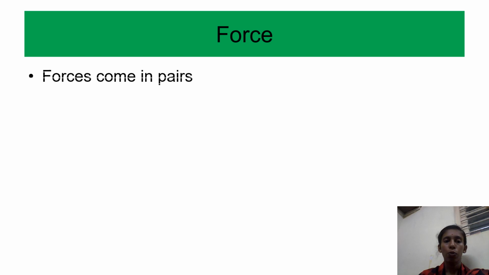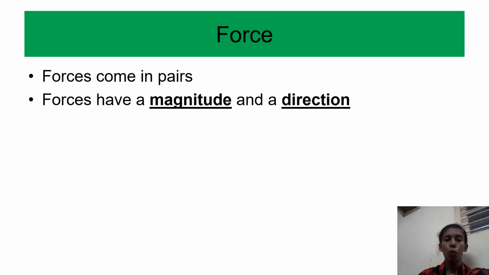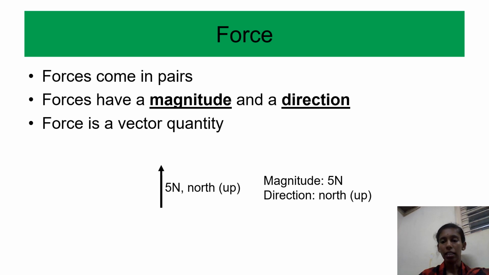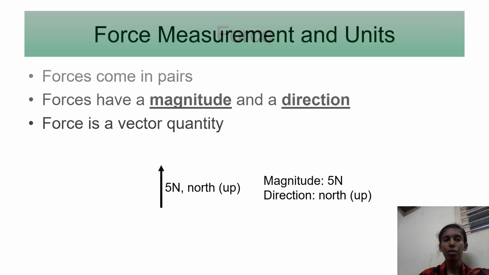Forces have a magnitude and a direction. Force is a vector quantity. For example, 5 Newton north up: 5 Newton represents the magnitude and north up represents the direction of a force.